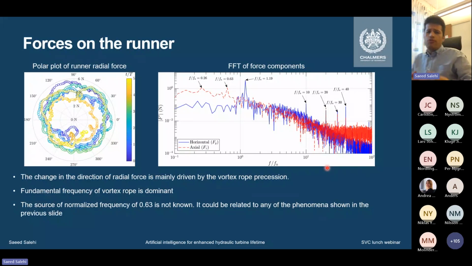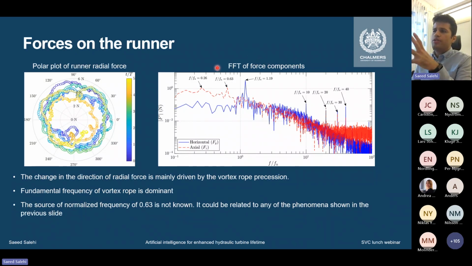But when we perform an FFT analysis of the forces, we see that there are many different dominant or excited frequencies. The highest peak is obviously the frequency of the vortex rope itself, which is close to the frequency of the runner. In this case, it's usually around 0.3 in turbines, fast turbine coupled turbines, but here it is close to the frequency of the runner itself.